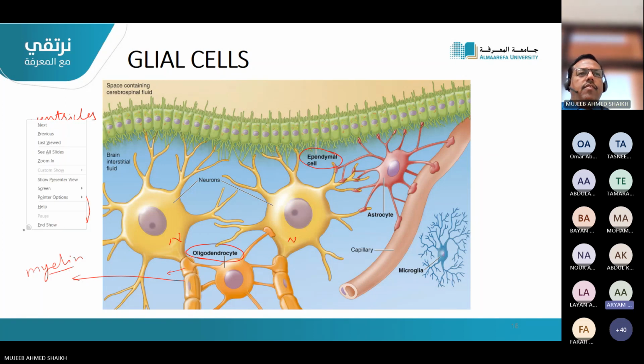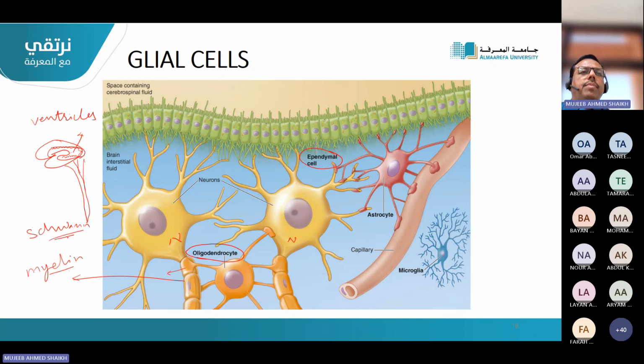Schwann cells. Very good, excellent. Schwann cells are for the peripheral nervous system, for peripheral nerves, where they form the myelin sheath around the axon. It is in the periphery, whereas oligodendrocyte is in the central nervous system.